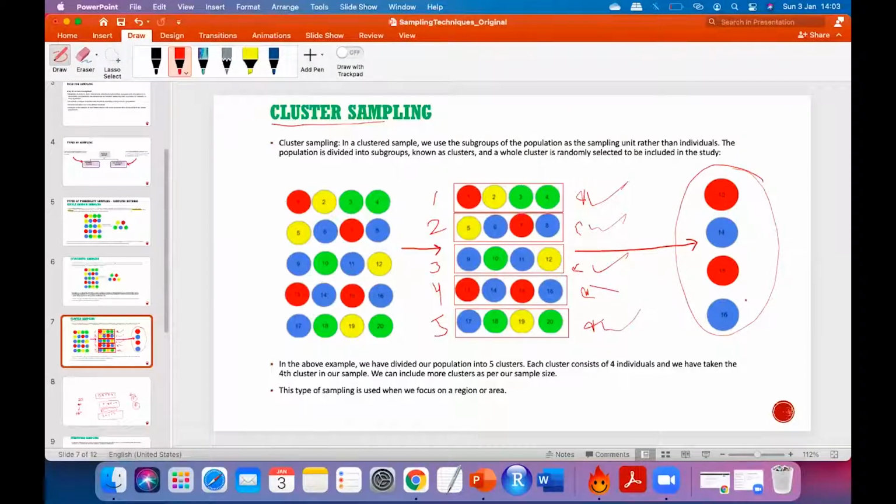Got it. Now, some people will be confused. Let's say, Dhruv, I only want 3 elements. How many clusters can I make? This can be your confusion, right? Because if you divide 20 by 3, it is not a whole number. Yes or no?